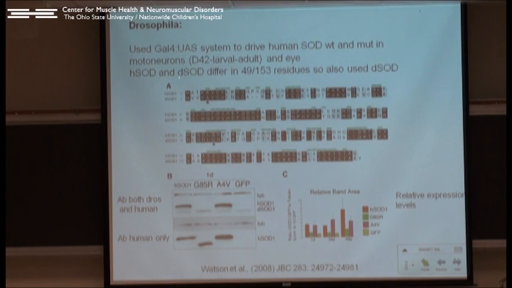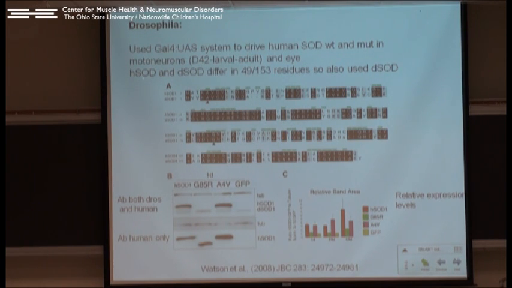They use human SOD, but here they also use Drosophila SOD. And here they just show the comparison of the similarities. The black are the conserved residues, and the green are where there are mutations in the human gene. So you can see that it is pretty highly conserved, and a lot of the residues that are mutant are conserved between the two, but not all of them.